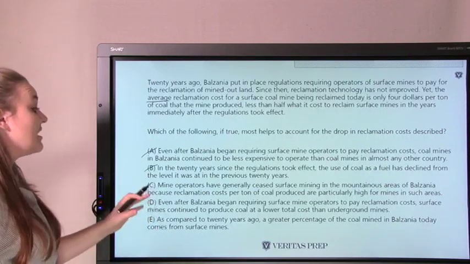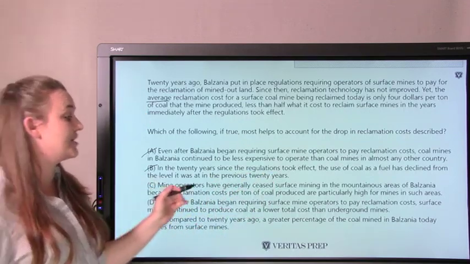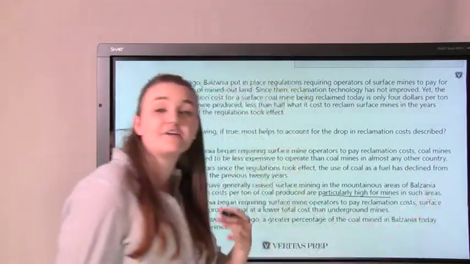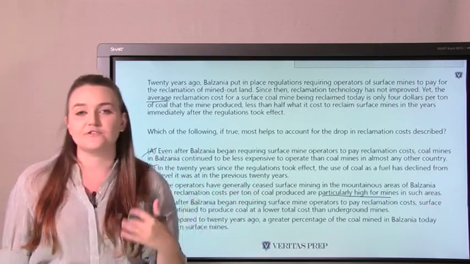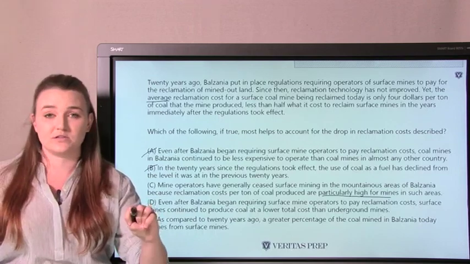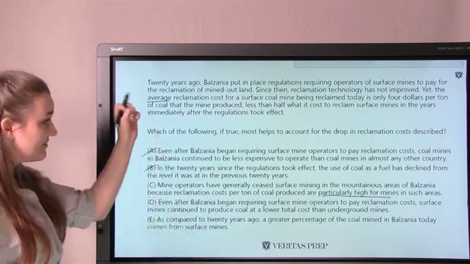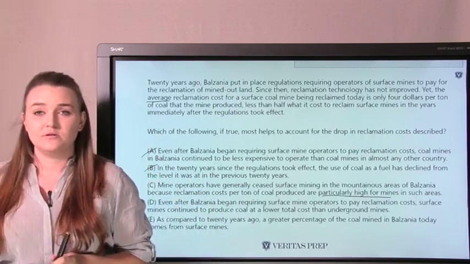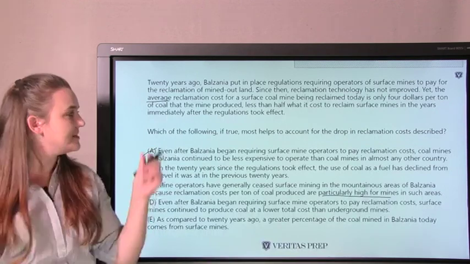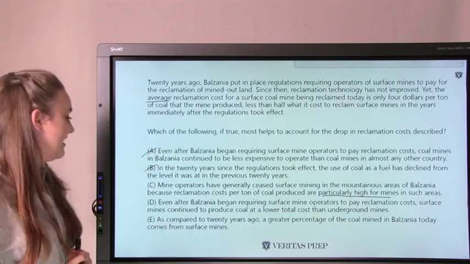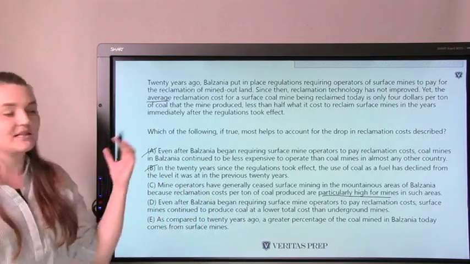But if we speak to C, mine operators have generally ceased surface mining in the mountainous areas of Balzania because reclamation costs per ton of coal produced are particularly high for those mines. Well, in this case, if it's particularly high for certain mines, then all we've done is cut out the use of mines that are particularly or above average in expense. Does that have the potential to impact our average? If I have a decrease in the most expensive of my reclamation costs?